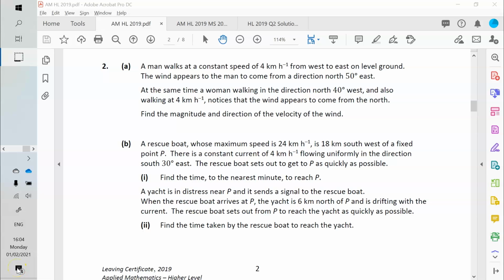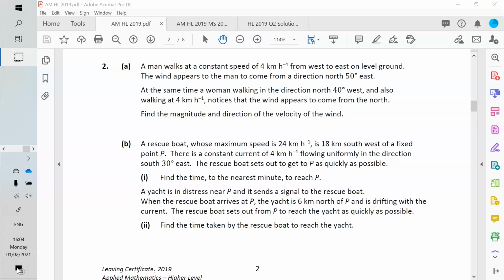So today I'm going to talk through the solution to the Higher Level 2019 Question 2, which is the relative velocity question. So here's the question. We have a man who's walking at a constant speed in a particular direction, and he has the apparent velocity of the wind. And then we have the woman walking in a different direction with the apparent velocity of the wind as well.